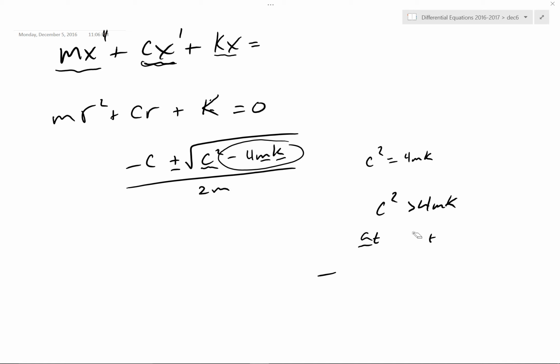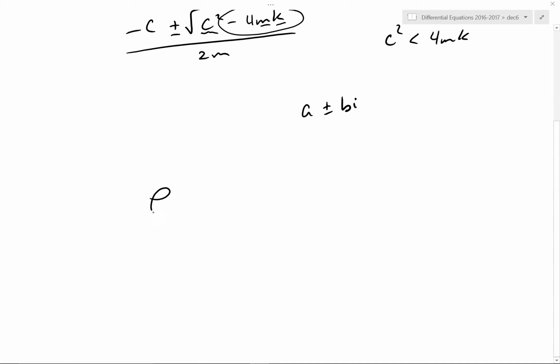Well, interestingly enough, we're interested pretty much only in the situation here where c squared is less than 4mk. Because what I really am interested in finding is getting some a plus or minus bi, which means I'm going to get e to the at. Probably negative. Let's be honest, that's going to end up being a negative there. Okay. And then some sort of C1 cosine of bt plus C2 sine of bt, kind of a thing going on, yes? That's what I'm most interested in.